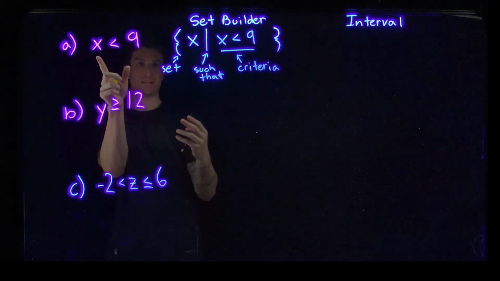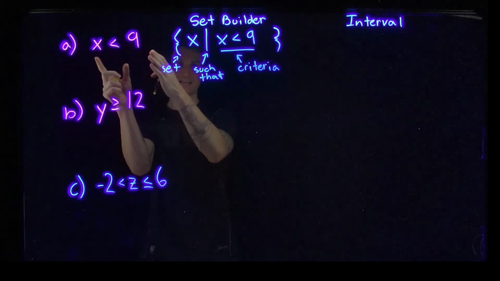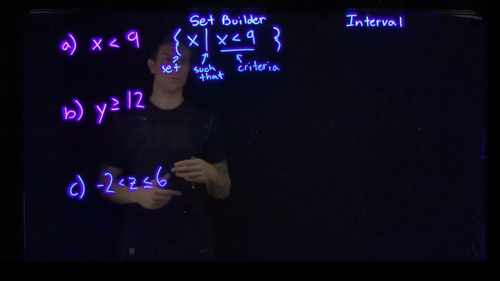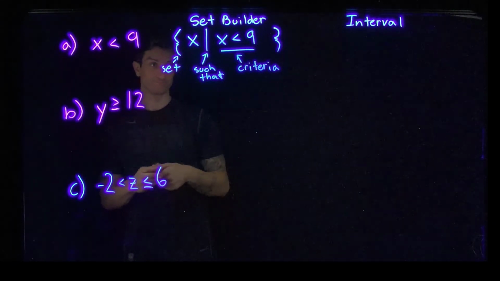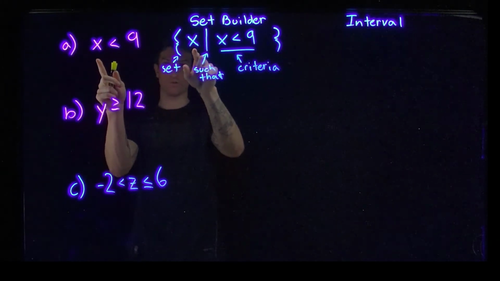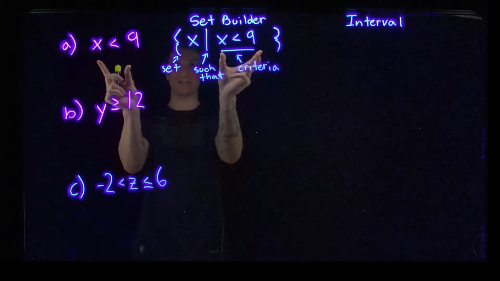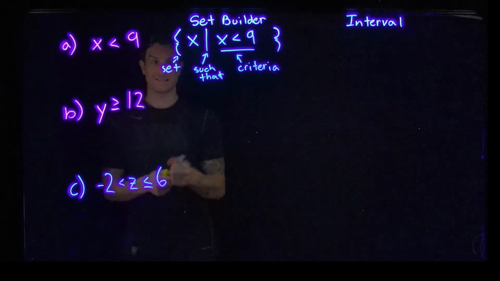It's pretty logical just to grab this. This is the criteria. X is less than 9 is the criteria. Those are all the x's we want. So this is the way that we'll write it. Essentially all you're doing is using the same variable that you're already given, writing a bar that means such that, and then writing the criteria that is already given to us. And same thing here.